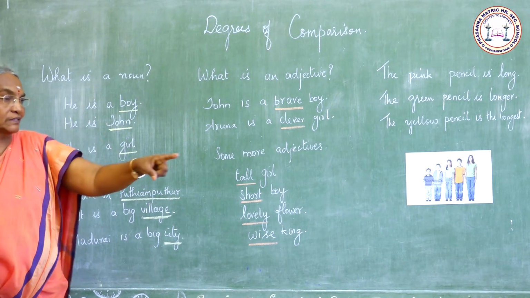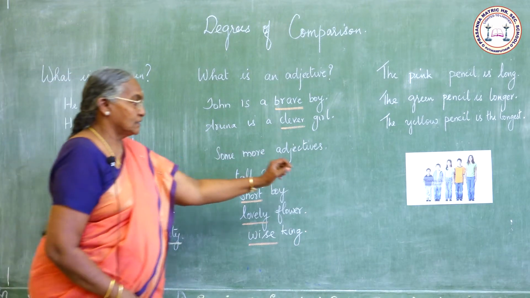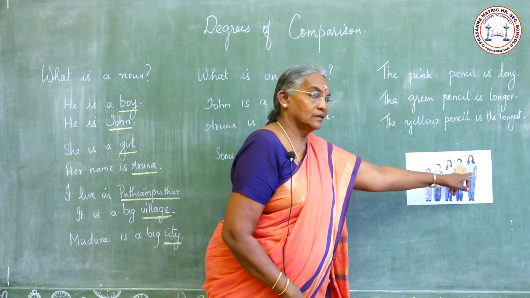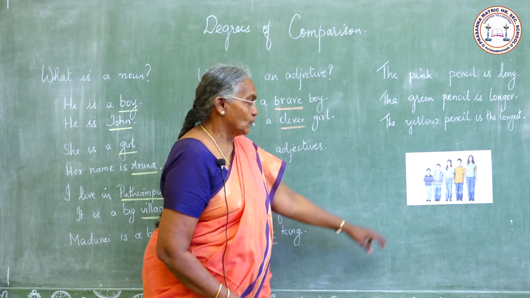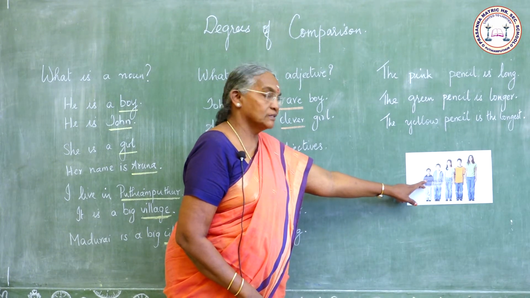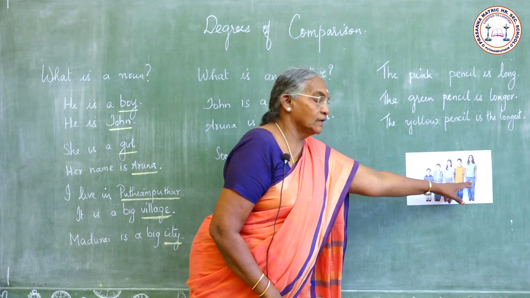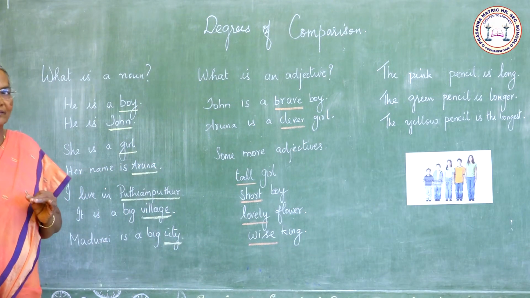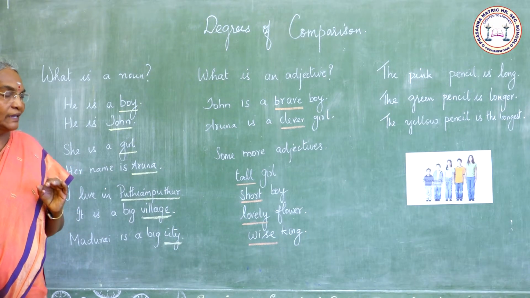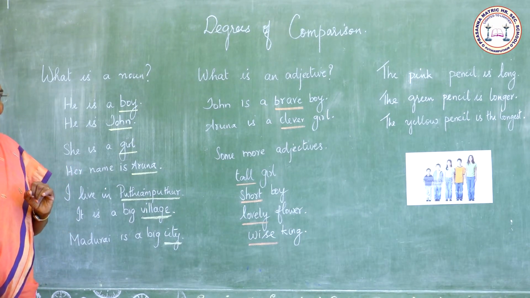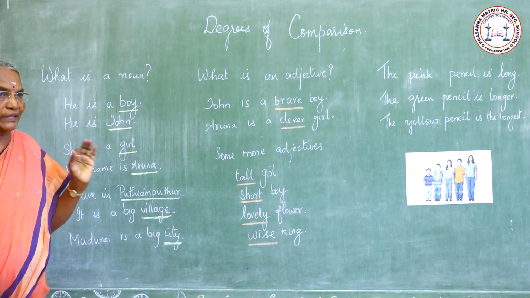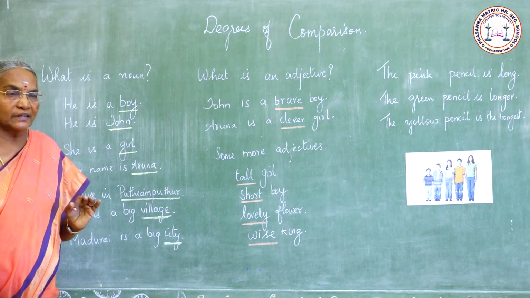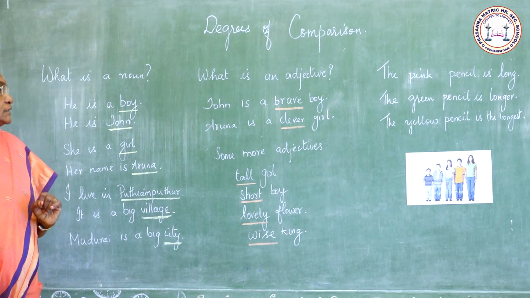Here, who is he? He is a boy. Who is she? She is a girl. What is his name? He is John. She is Aruna. Then, where do you live? I live in Pudiyambuttur. Is it a big village? Yes, it is a big village. Then Madurai, is Madurai a big city? Yes, Madurai is a big city.